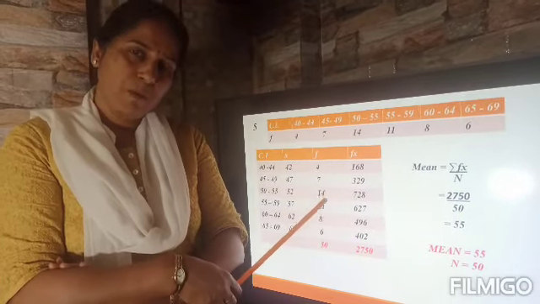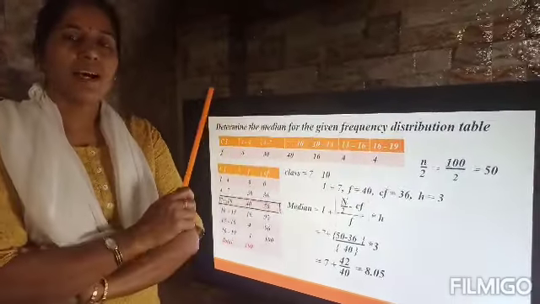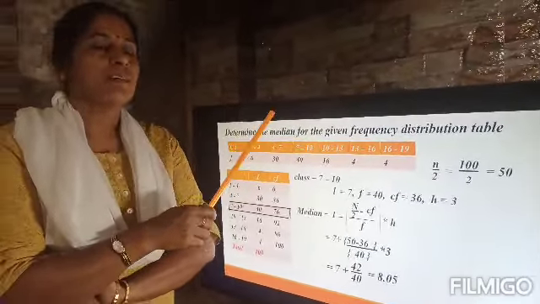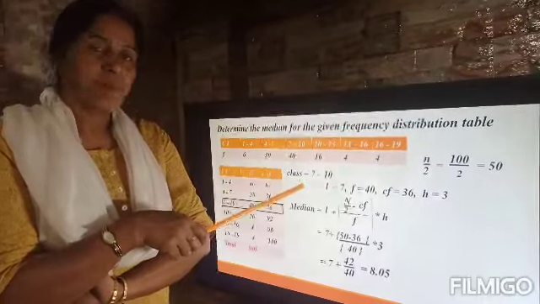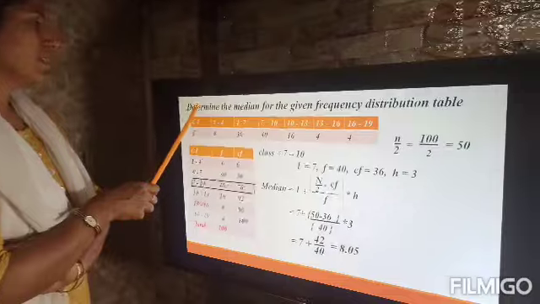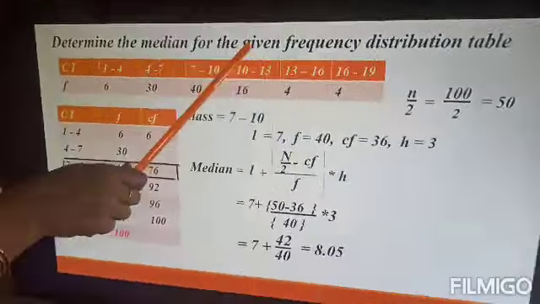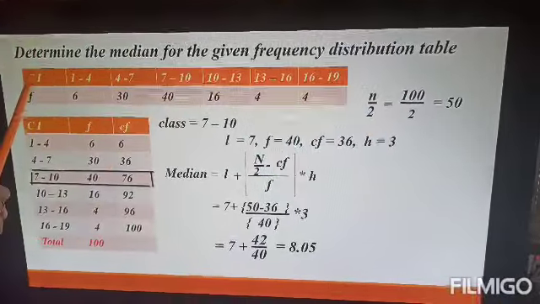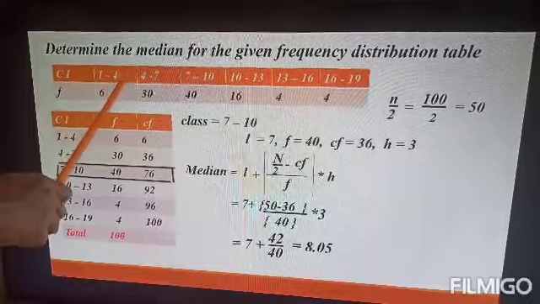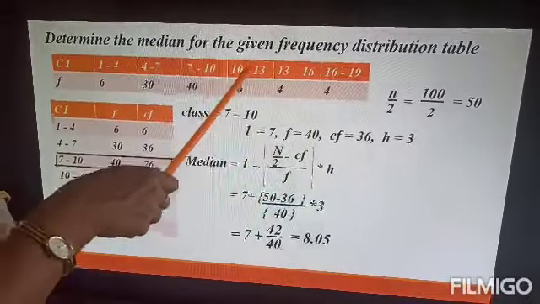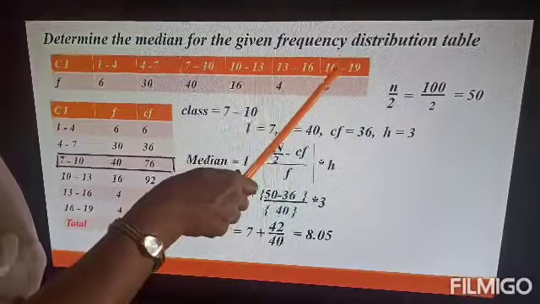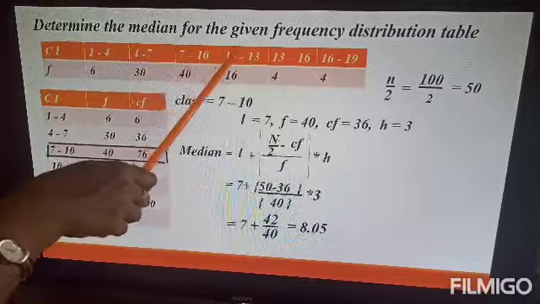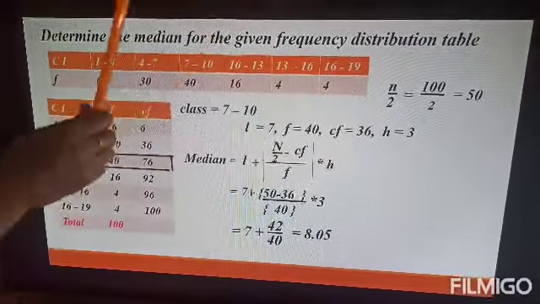Next we'll go to median. Students, now I'll teach median. How to find the median for the grouped data. Okay, see here. Determine the median for the given frequency distribution table. Given here, class interval 1 to 4, 4 to 7, 7 to 10, 10 to 13, 13 to 16, 16 to 19. Then frequencies are 6, 30, 40, 16, 4, 4.